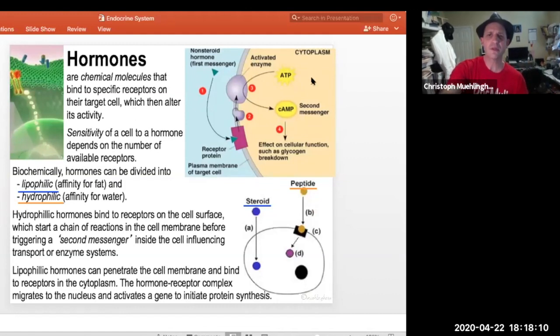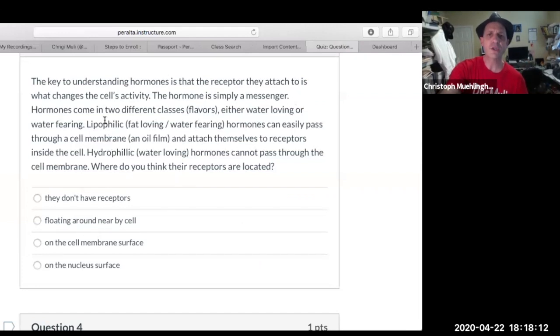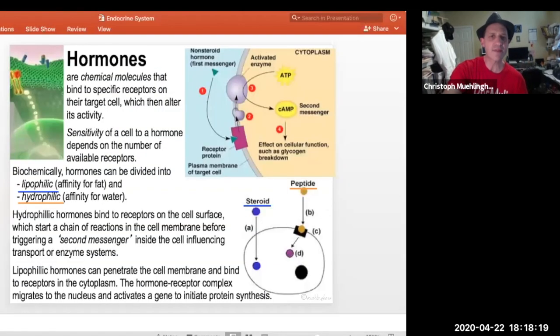Let me go there. So the lipophilic is fat loving and the hydrophilic is water loving, and the slide that talks about that is right here. What I need you to understand on that is, functionally really, that the receptor on the water loving hormone is on the outside of the cell because the water cannot penetrate the cell. Water cannot go through the cell. Water-based hormones cannot go through the cell. They have to use a receptor on the outside.